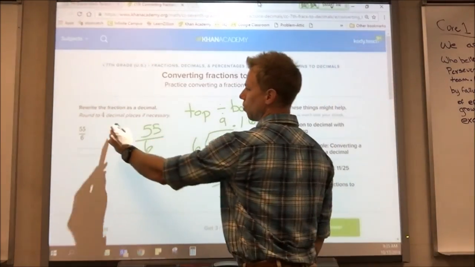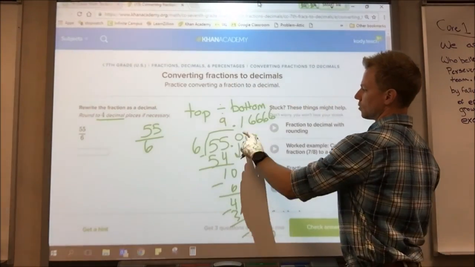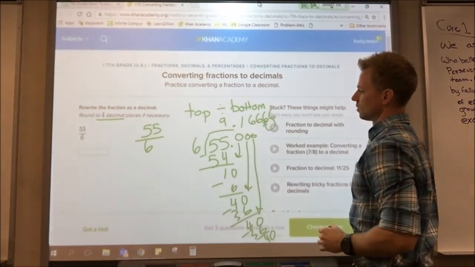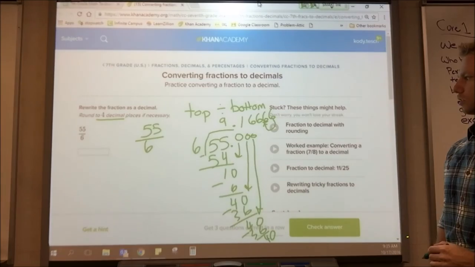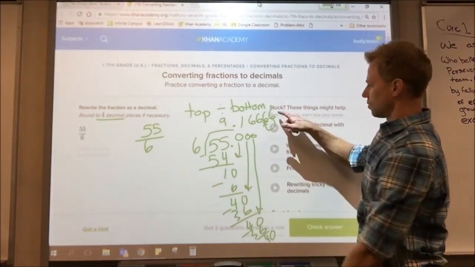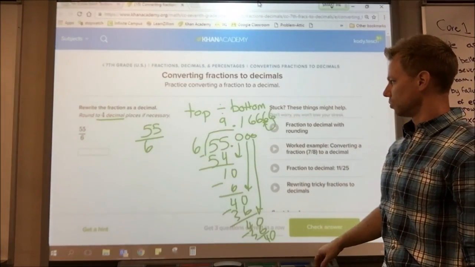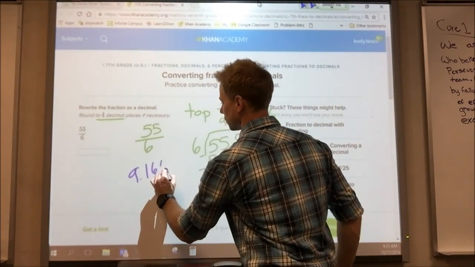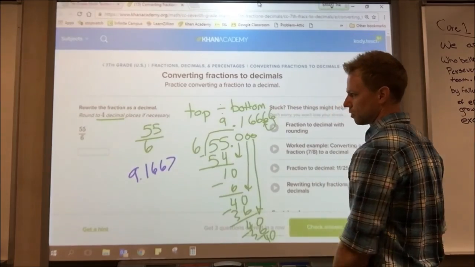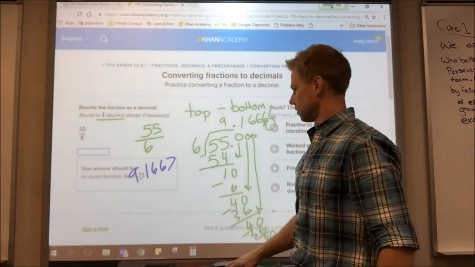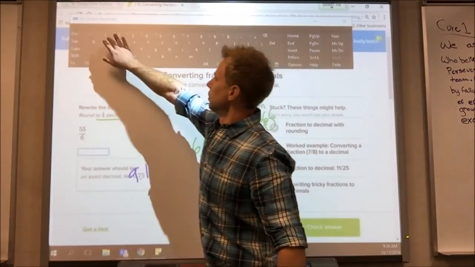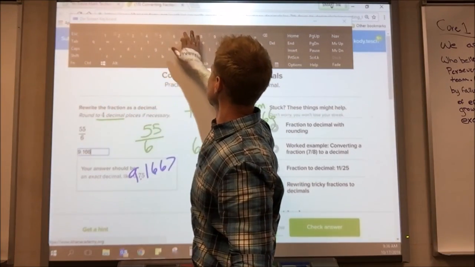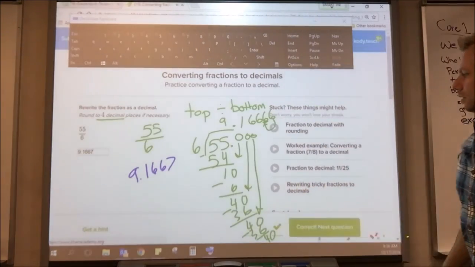Okay, it says round to 4 decimal places. So I have 1, 2, 3, 4, 5. What is that last 6 going to do to the 6 before it? Since this is over 5, it's going to round that 6 up to a 7. So our final answer would be 9.1667 to 4 decimal places.